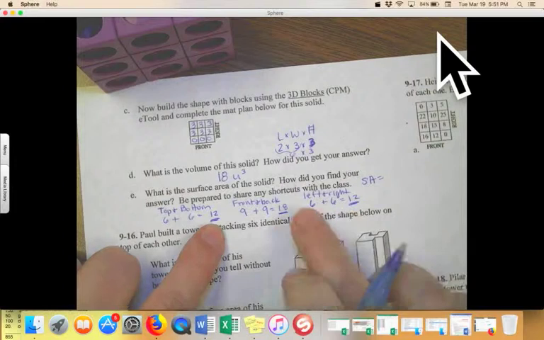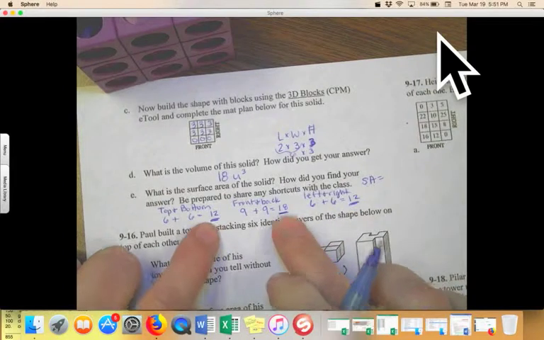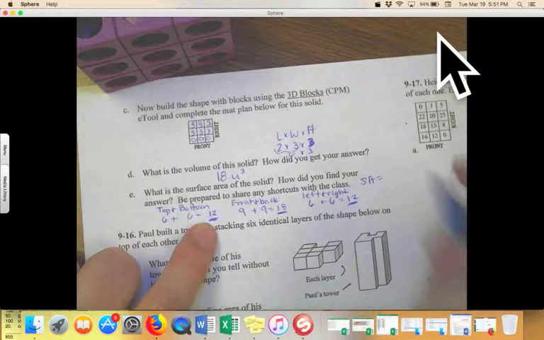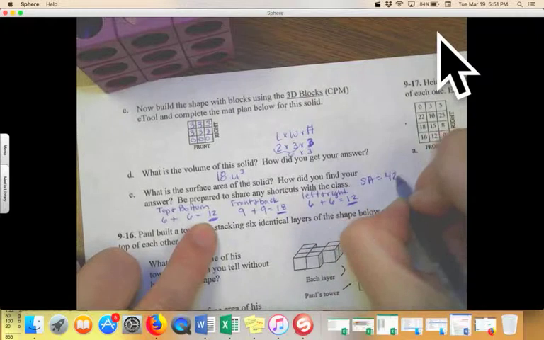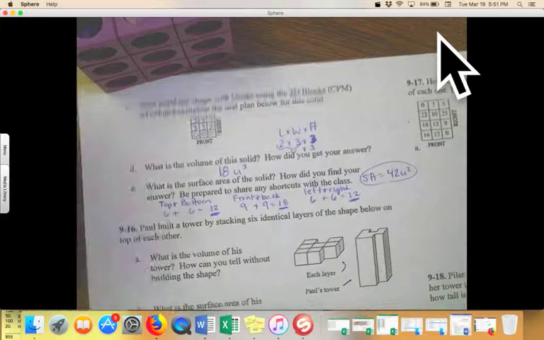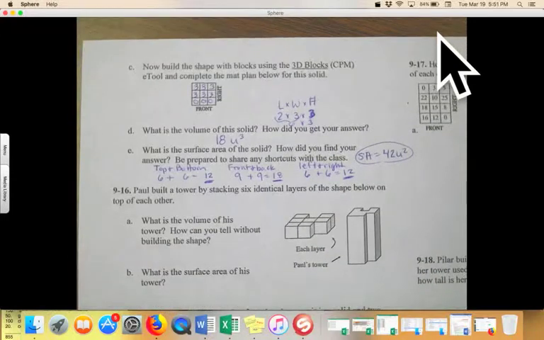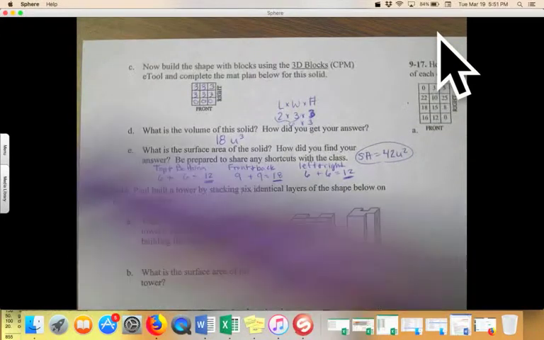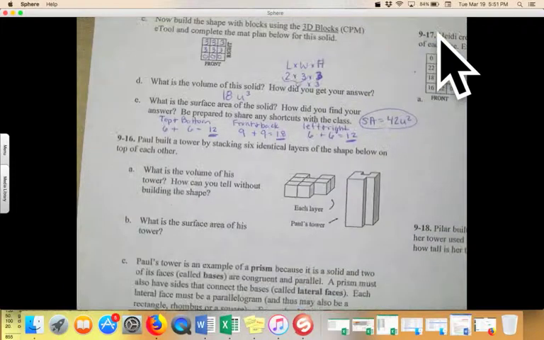added together. 12 plus 18 is 30, plus 12 is 42. Its area, so that's going to be in square units. Again, if I lost you anywhere, please rewind and watch it again, post questions on the discussion board, or come to tutoring.